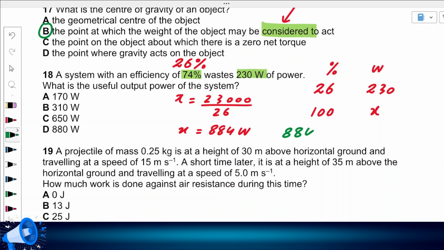So input minus the wasted, which in 2 SF would be 650. The question is tricky in a sense; you might misinterpret it. It doesn't waste 74%. This is what I also thought initially, that it wastes 74% and the wasted is 230. No, it wastes only 26%. 74% is the efficiency.